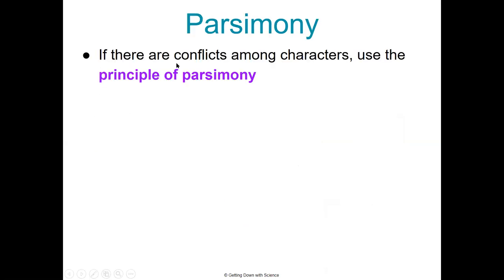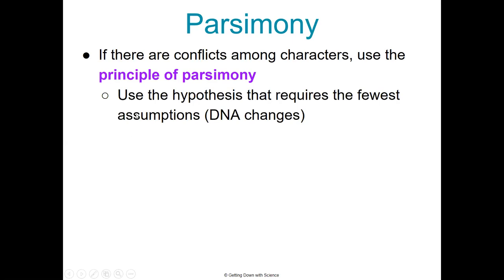Parsimony. If we have a conflict among characteristics, different characteristics that seem like they don't fit together or don't follow along properly, we use what we call the principle of parsimony. We're going to use a hypothesis that requires the fewest assumptions. What we're saying when we say the fewest assumptions is the fewest changes to the DNA.